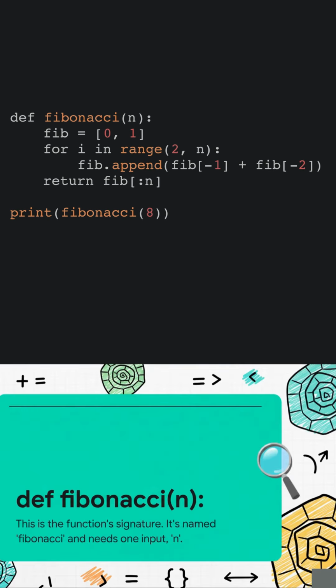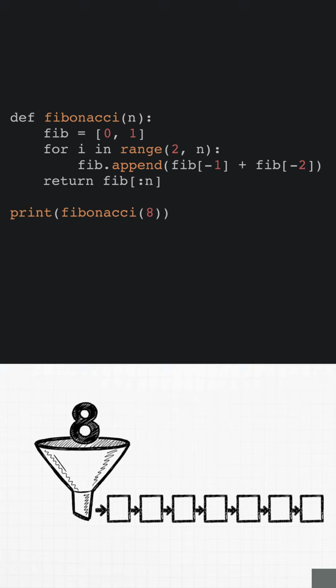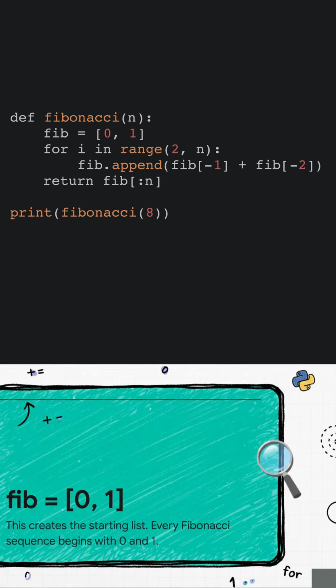First up, this line just names our function Fibonacci and says it needs one input, called n. That n is just you telling the function, hey, I want this many numbers in my sequence. Next, we give it a starting point. Every Fibonacci sequence has to start with 0 and 1.